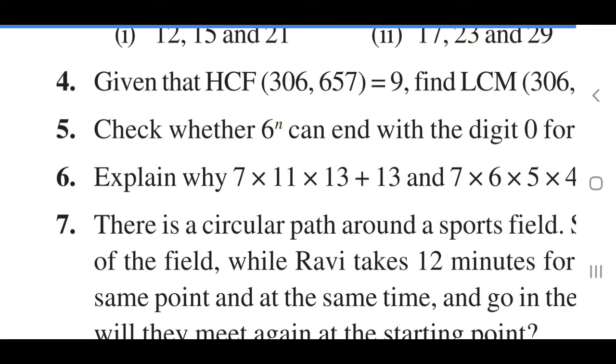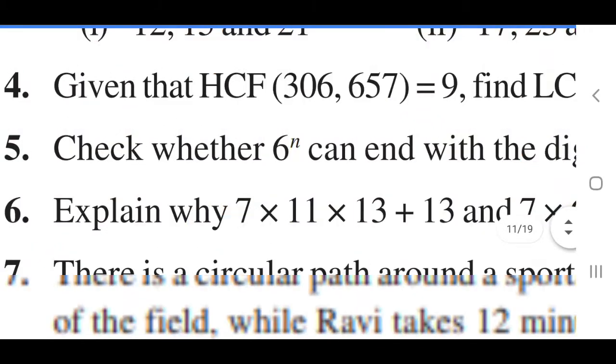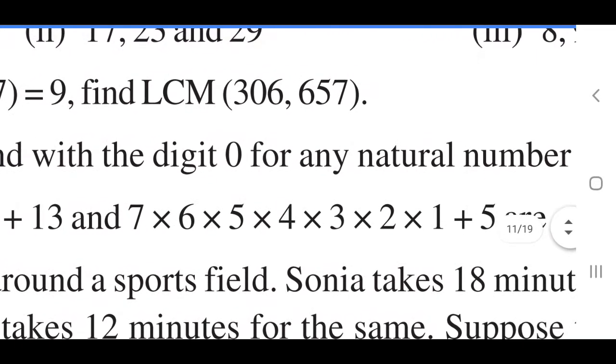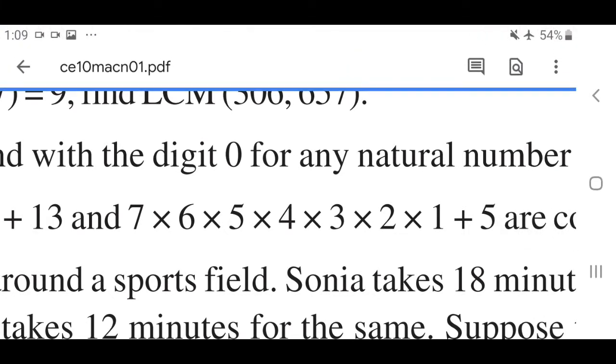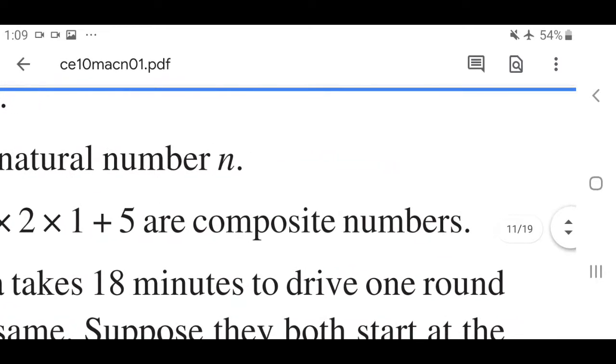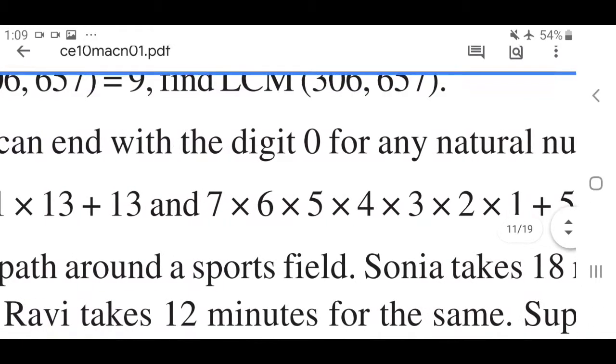Explain why 7 into 11 into 13 plus 13 and 7 into 6 into 5 into 4 into 3 into 2 into 1 plus 5 are composite numbers. We have to explain why these two numbers are composite numbers. There are two questions given here.